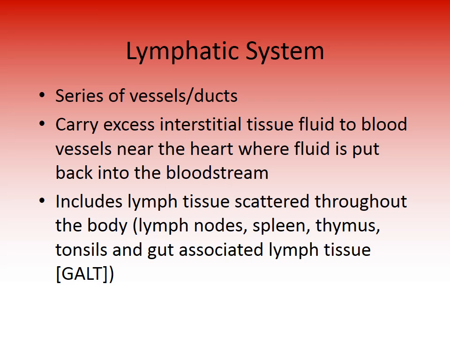The lymphatic system itself is a series of vessels and ducts, similar to the circulatory system. They carry excess interstitial fluid to blood vessels near the heart, where this fluid is put back into the bloodstream. So they control the interstitial tissue fluid, and they will bring it back towards the heart so that it can go through circulation. It includes lymph tissue scattered throughout the body: lymph nodes, spleen, thymus, tonsils, and something called gut-associated lymph tissue. These are all different types of lymph tissue that are scattered throughout the whole system.